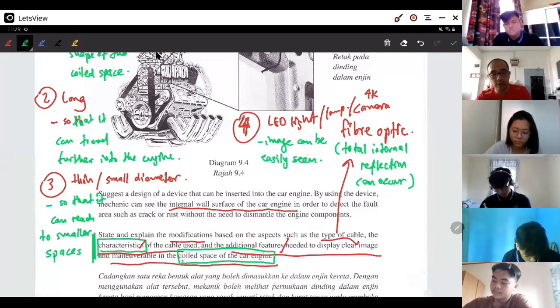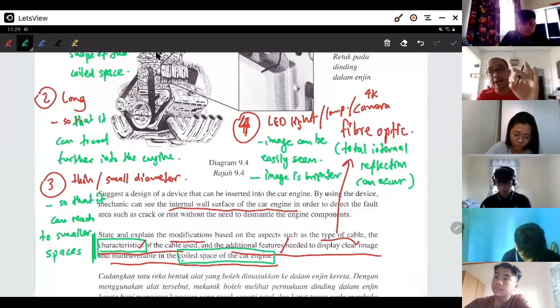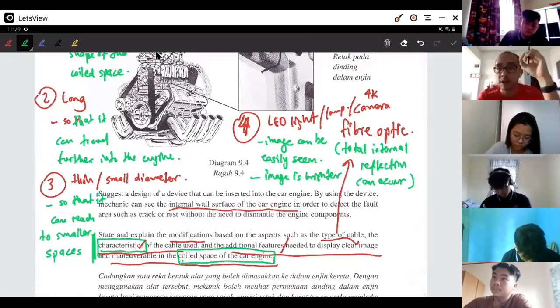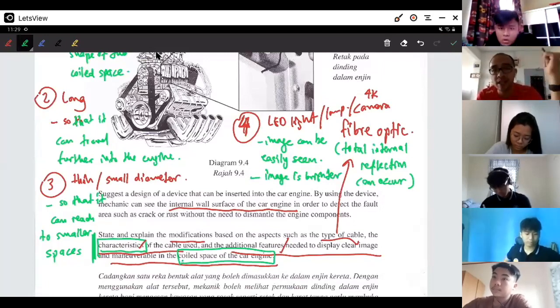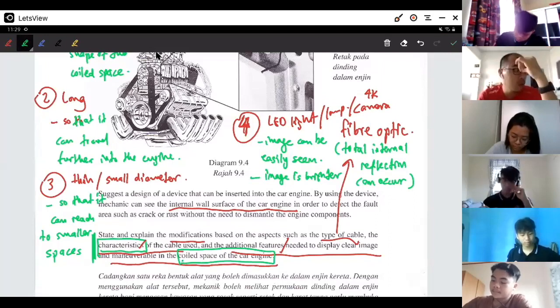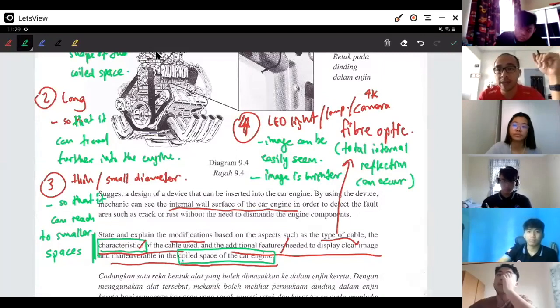Okay, or you can also say the image is brighter, lebih terang. Okay, you can see the image easily because you have a camera at the end. A 4K camera will also be very good, okay, because you can see all the defects of your engine in 4K. Okay, semua tagar, semua rust over there you can see lah. Okay, very good. But this is essentially kind of the same thing lah.